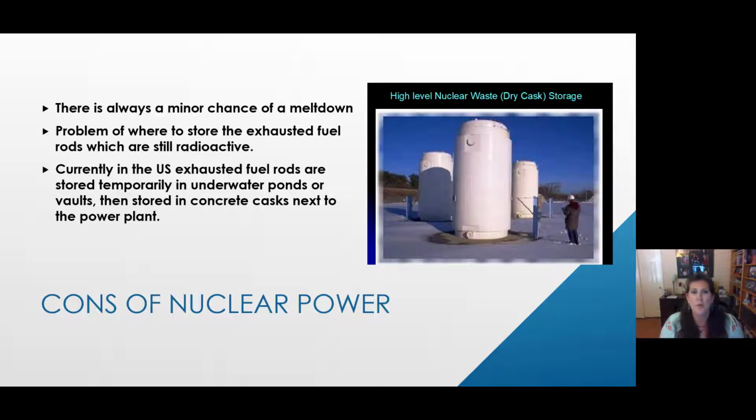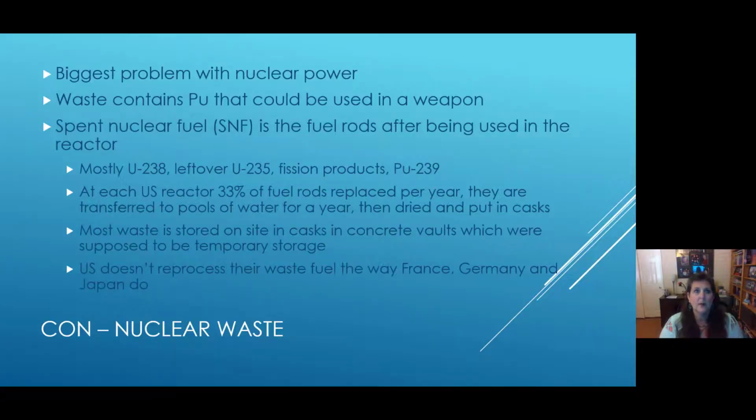So what do we do with the waste? That's a problem. That's the con. That's the biggest con of nuclear power. So what do we do with the nuclear waste? The biggest problem with nuclear power is that waste.